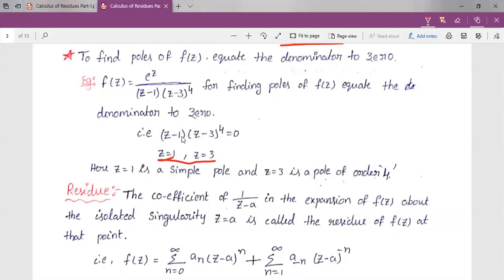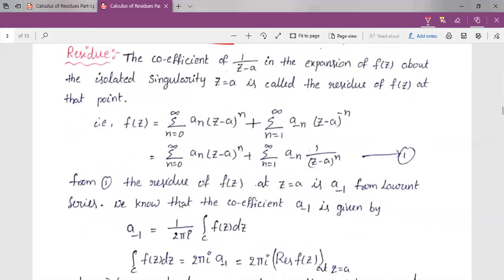If we observe the order of the poles, z = 1 exists only one time, that is, here (z − 1) is repeated only one time. So z = 1 is a simple pole, and z = 3 is repeated 4 times, that is, (z − 3) exists 4 times. So z = 3 is a pole of order 4.